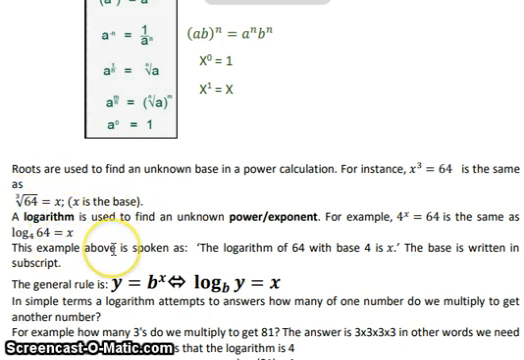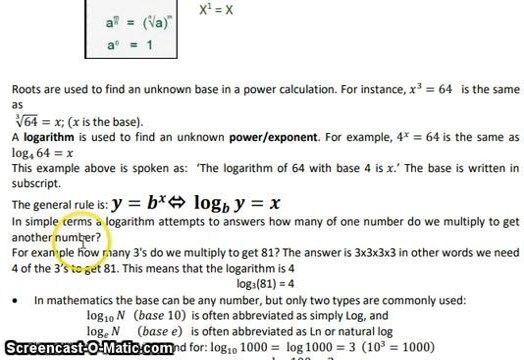The logarithm is used to find the unknown power or exponent. For example, 4 to the power x is equal to 64 is the same as log base 4 of 64 is equal to x. This example above is spoken as the logarithm of 64 with base 4 is x. The base is written in subscript. So in general, y is equal to b to the power x is equal to log base b of y is equal to x.